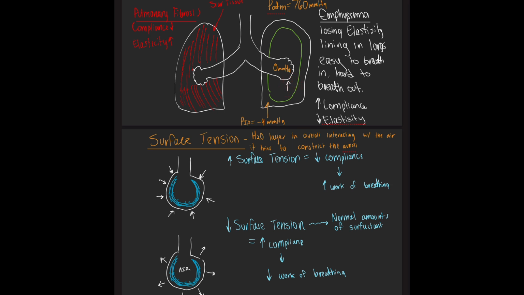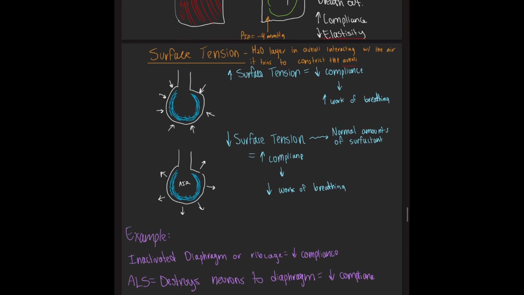Or we're not able to retract as easily. This is kind of big in emphysema because we see that people have an easy time breathing in, but they have a hard time breathing out due to that decreased elasticity and increased compliance.